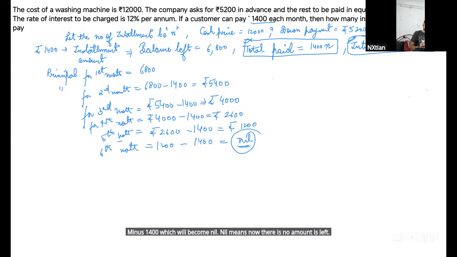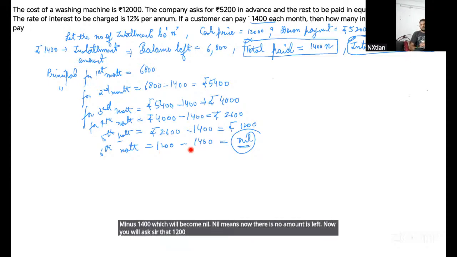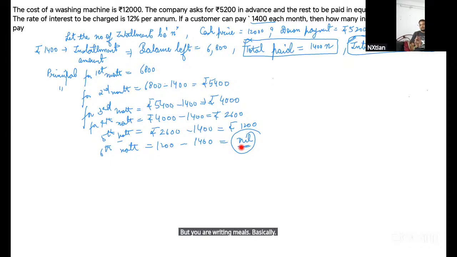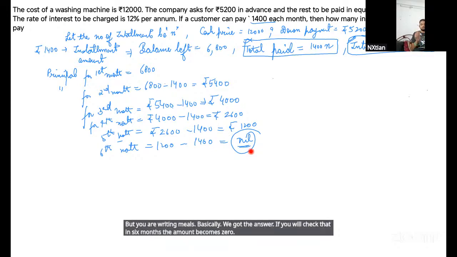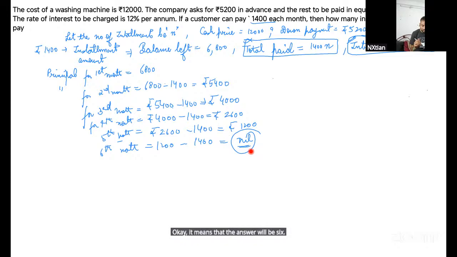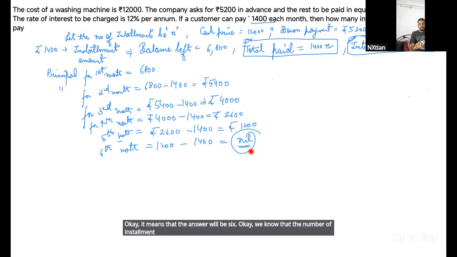Now you will ask, sir, that 1,200 minus 1,400 you will get minus 200, but you are writing nil. Basically, we got the answer. See, if you check, in 6 months the amount becomes zero. It means that the answer will be 6. Okay, we know that the number of installments would be 5, but on the sixth month it is stopping. So how many installments do I pay? 1, 2, 3, 4, 5. Means 5 installments I pay. Understood, guys? The answer is 5.